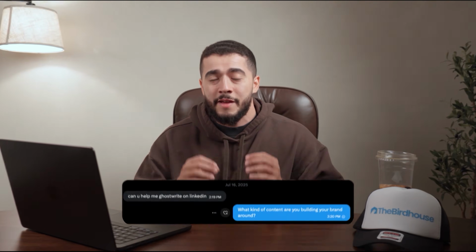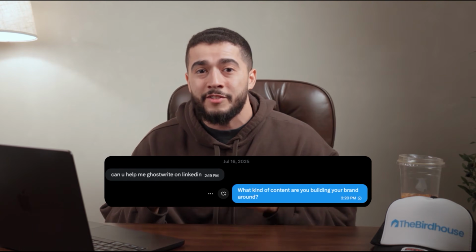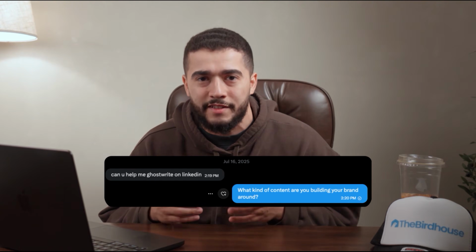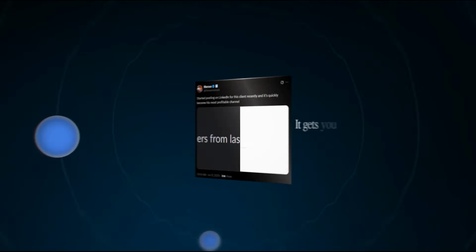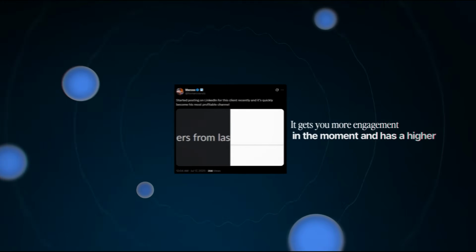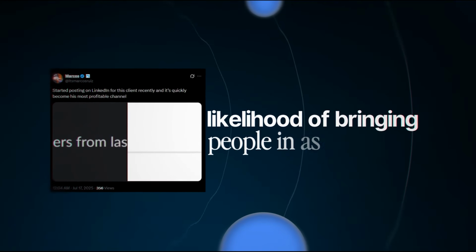And I'll even pop up the DM conversation that a 9-figure executive sent me a DM immediately after this tweet, saying like, hey, can you do our LinkedIn? So it just goes to show you that when you use the recently trick, it gets you more engagement in the moment and has a higher likelihood of bringing people in as clients.